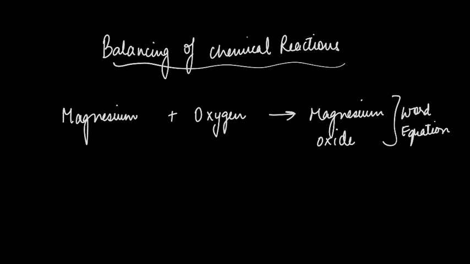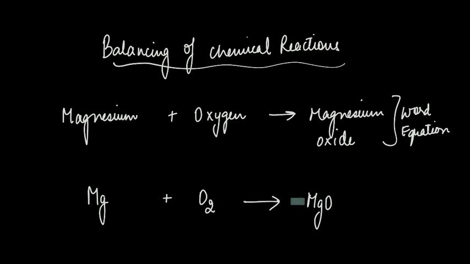Now, if we write the same in symbolic manner, in the form of symbols and chemical formulas: magnesium reacting with oxygen. In chemical reactions, we always write oxygen in the diatomic form. Diatomic means two atoms chemically bonded to form one molecule of oxygen. So, they will react to give magnesium oxide. Now, the chemical formula of magnesium oxide is MgO.